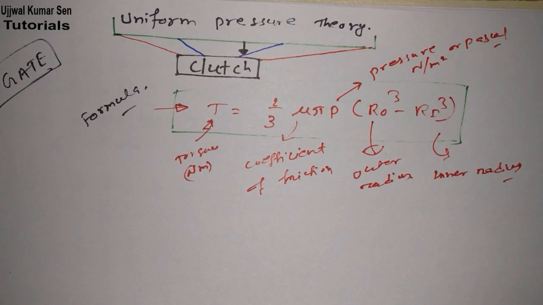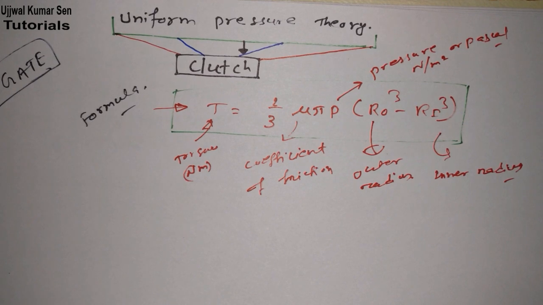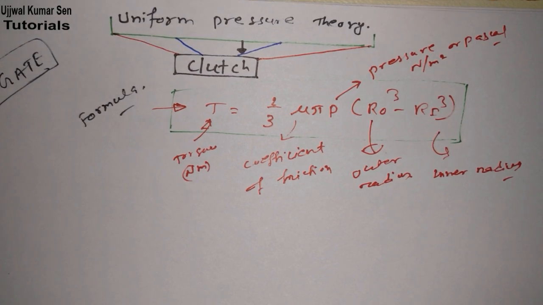For the question we have taken to solve, we require only one formula, the single formula we have generally studied from any book in the case of the uniform pressure theory in clutch. This is one of the important theories, and in the GATE examination they have asked questions from this single theory a couple of times. Now let's go for the numerical problem.